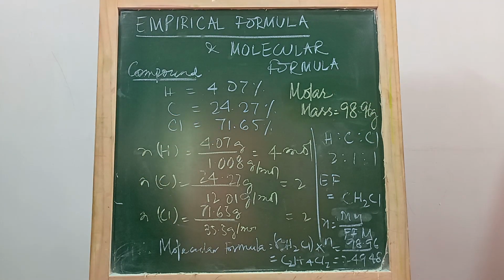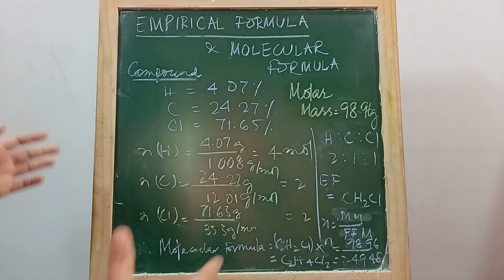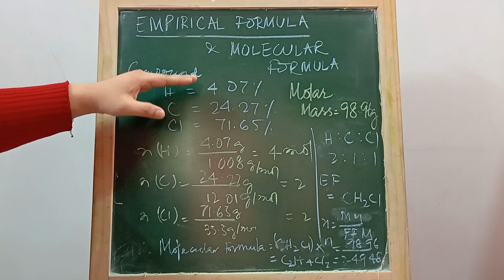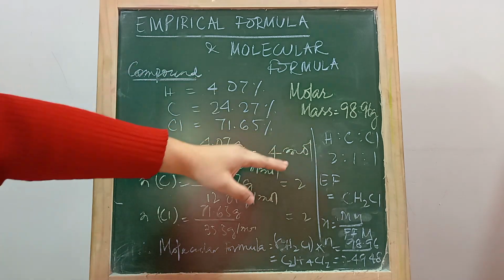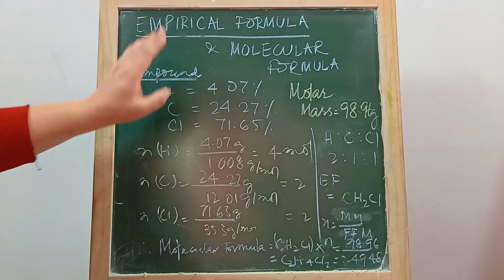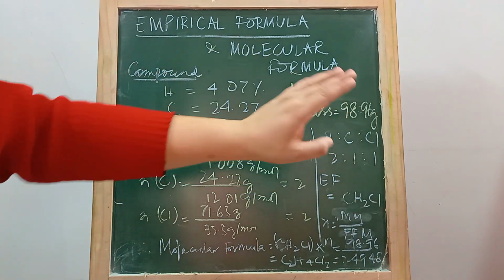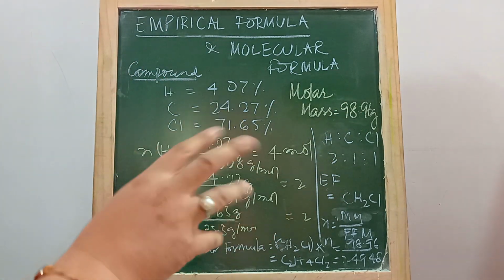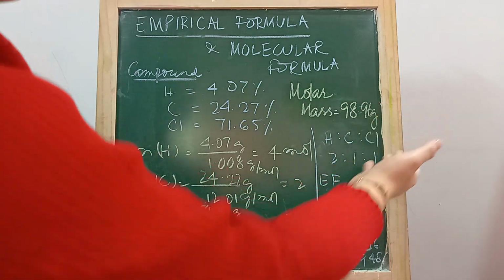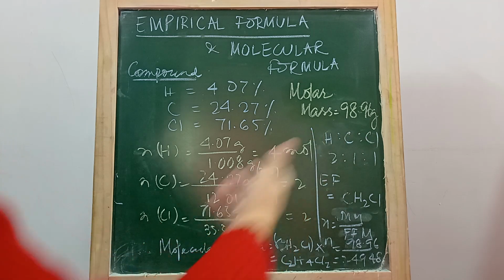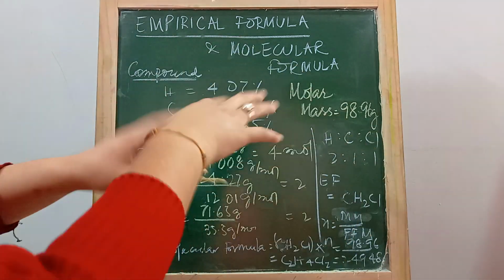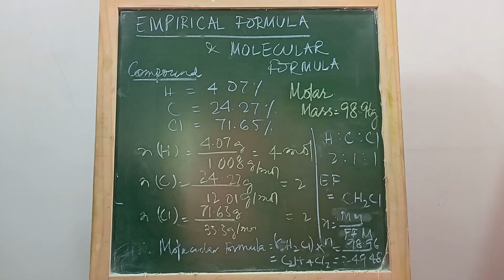Think of it: even if it's 1000 kg or 2 lakh kg of the compound, the ratio of hydrogen, carbon, and chlorine in that compound will always be 2:1:1. The number, right? It's not the weight, it's the number of hydrogen atoms, the number of carbon atoms, the number of chlorine atoms, because moles means number. So this will be the simplest ratio of the atoms present in the compound, and this is the empirical formula.